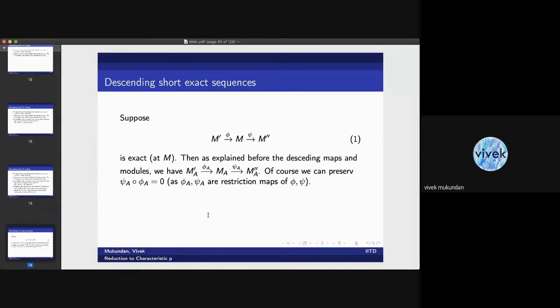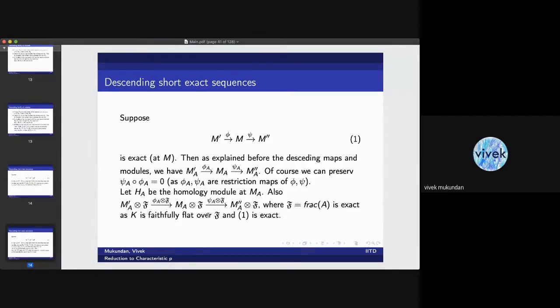What you can do here is look at the homology at M_A, and once you tensor with the fraction field, they become exact, because further tensoring with K, you get this sequence, which is actually exact. K is contained in the fraction field F, so it's faithfully flat, therefore this sequence is also exact. Therefore, now you can show that after localizing at a single non-zero element, H_A also becomes zero.